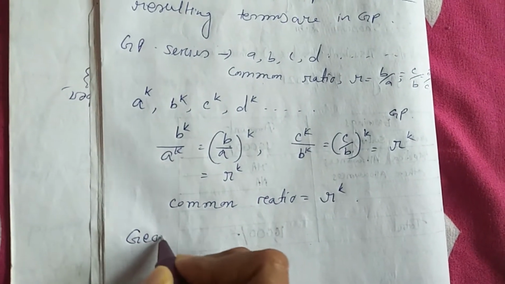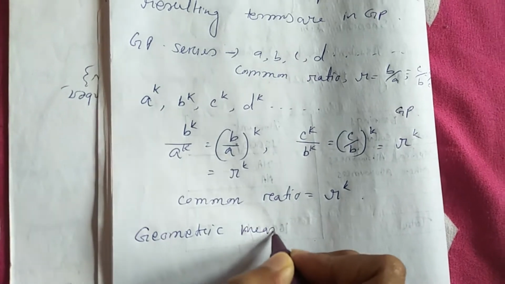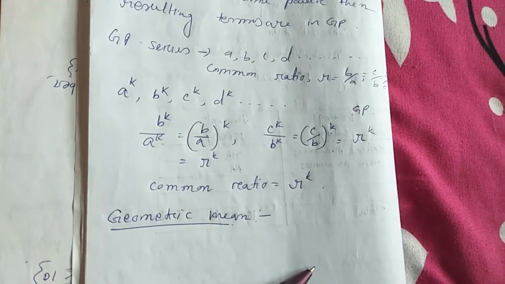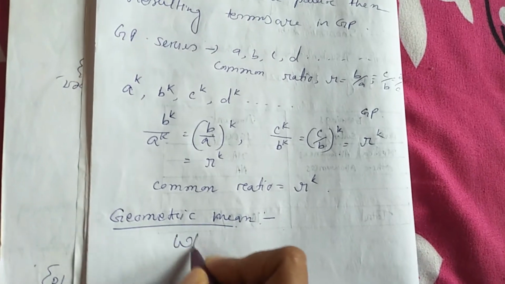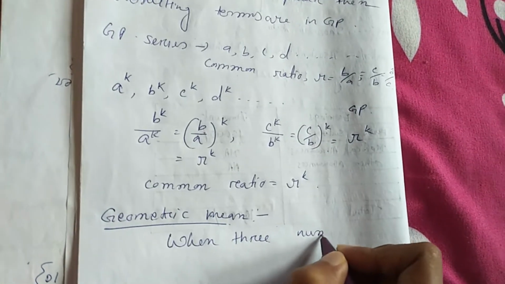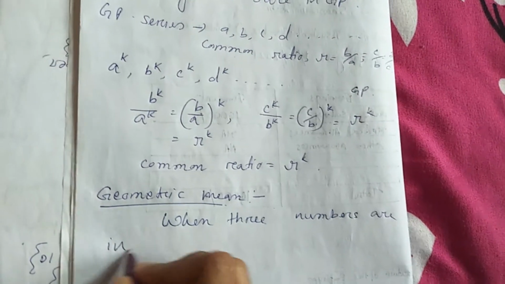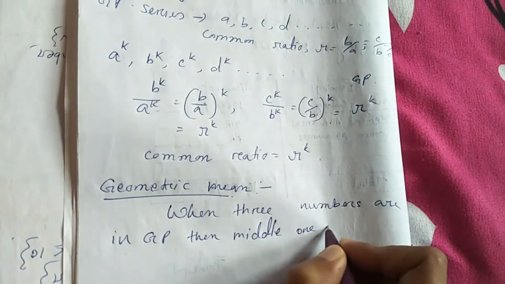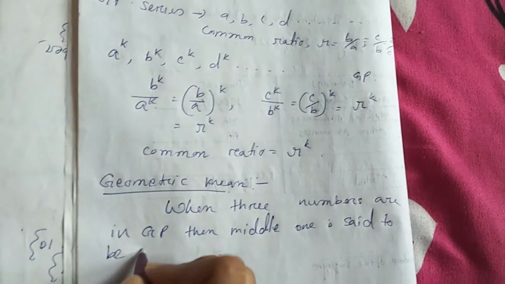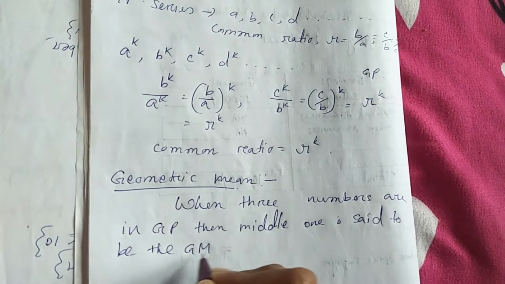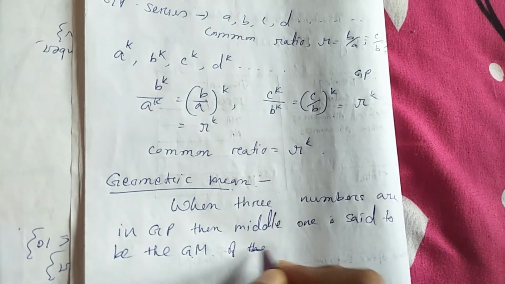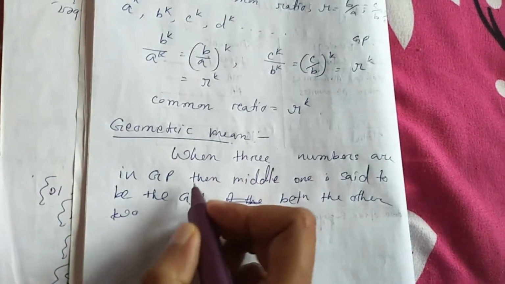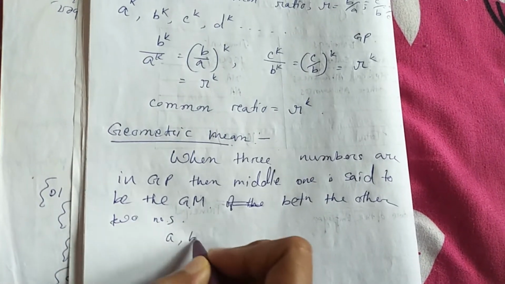Now what is geometric mean? When 3 numbers are in GP, the middle one is said to be the geometric mean, or GM, between the other two numbers.